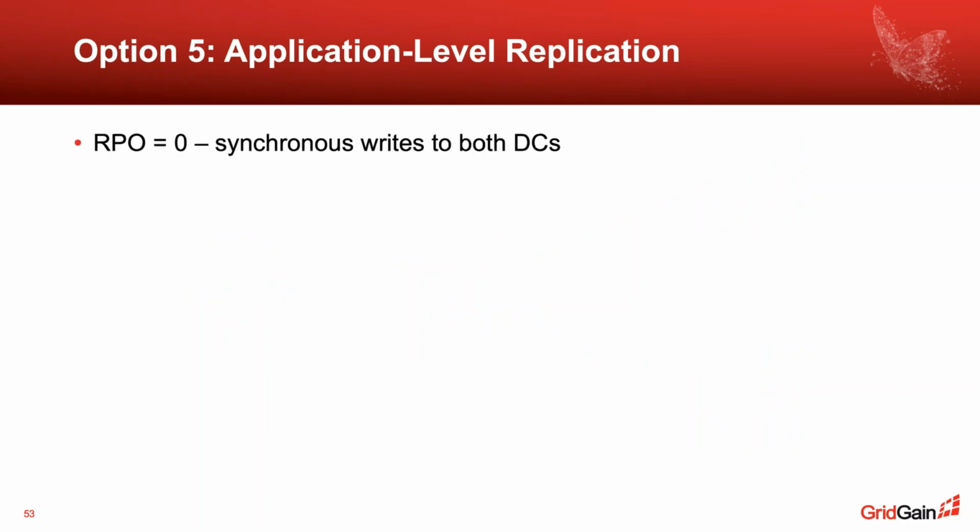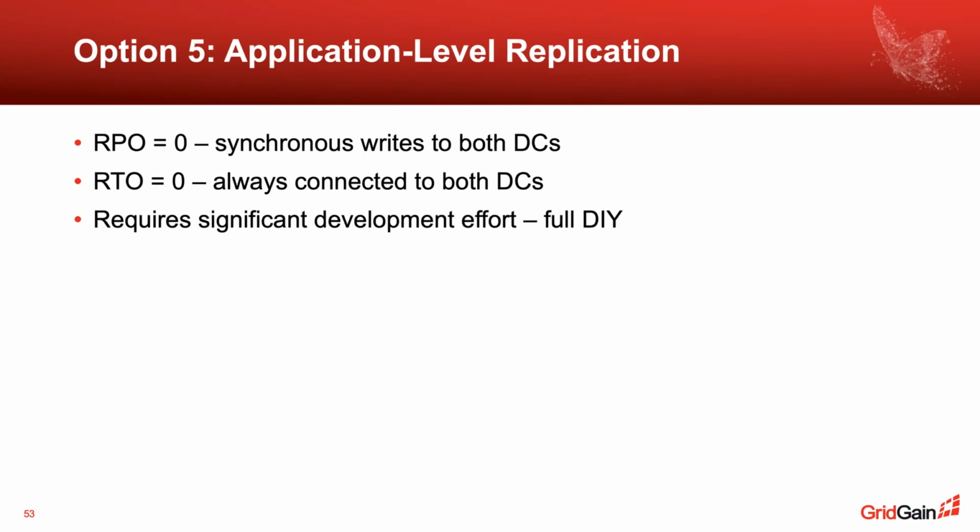So in this case, RPO and RTO are, of course, great because your writes are synchronous to both data centers, and your applications are always connected to both data centers, so they can react as quickly as possible. But this is a full do-it-yourself solution, so this moves all the burden for disaster recovery from your operations, from your vendors of your middleware and hardware and cloud to your actual developers.